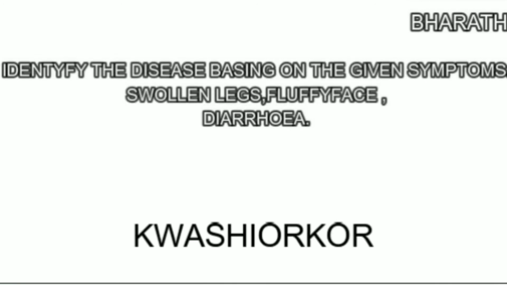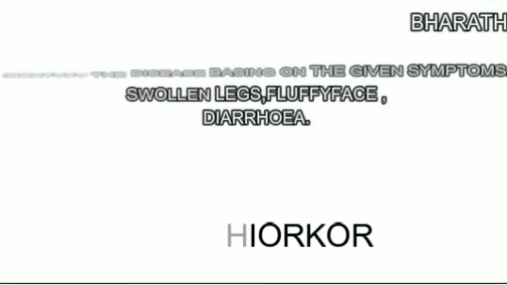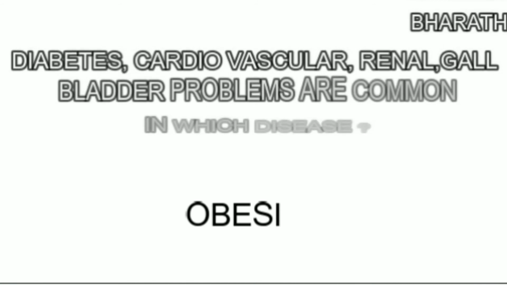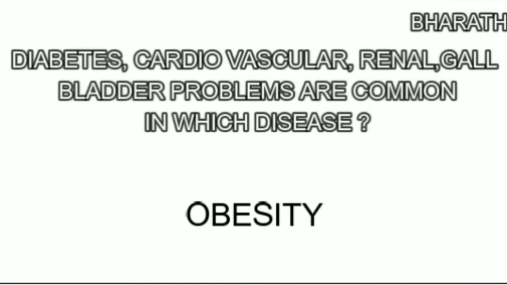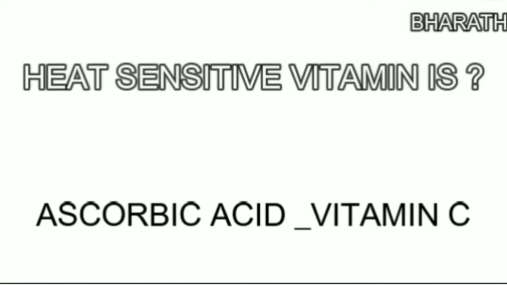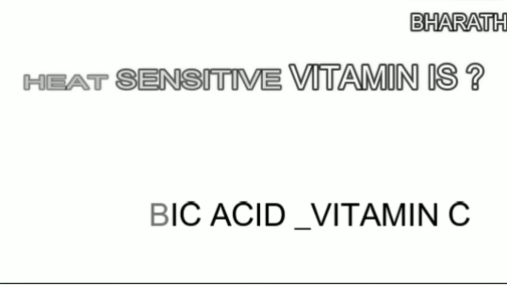Identify the disease based on the given symptoms: swollen legs, fluffy face, and diarrhea. It is kwashiorkor. The disease due to repeated childbirth. It is marasmus. Diabetes, cardiovascular, renal and gallbladder problems are common in which disease? Obesity. The heat sensitive vitamin is ascorbic acid. It is vitamin C.